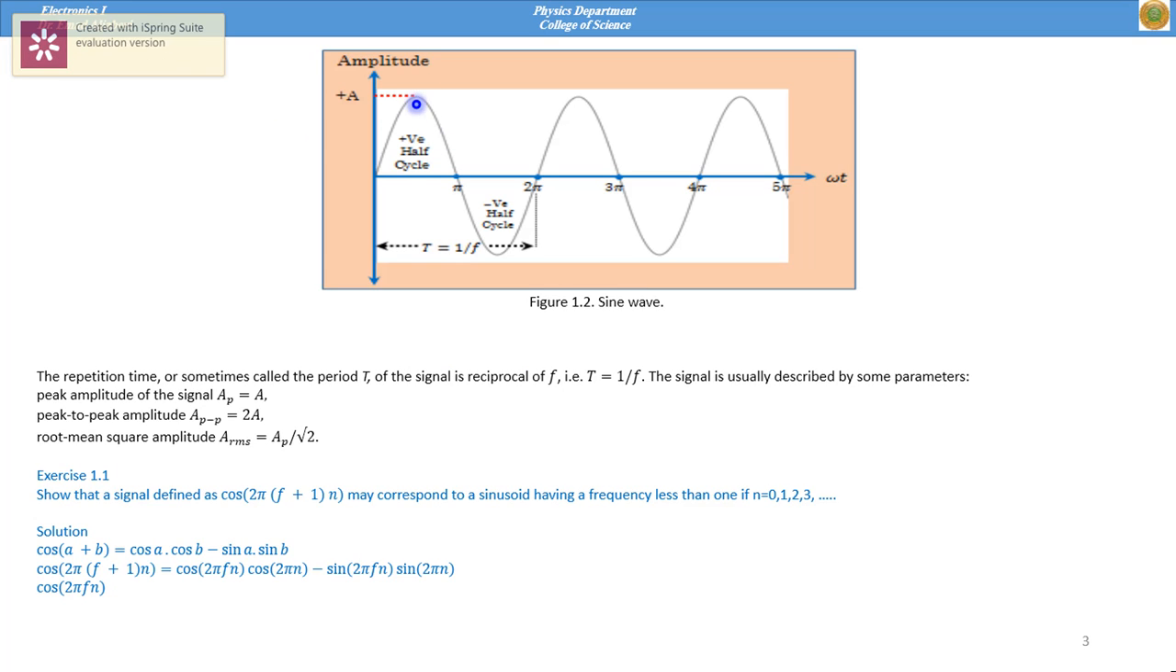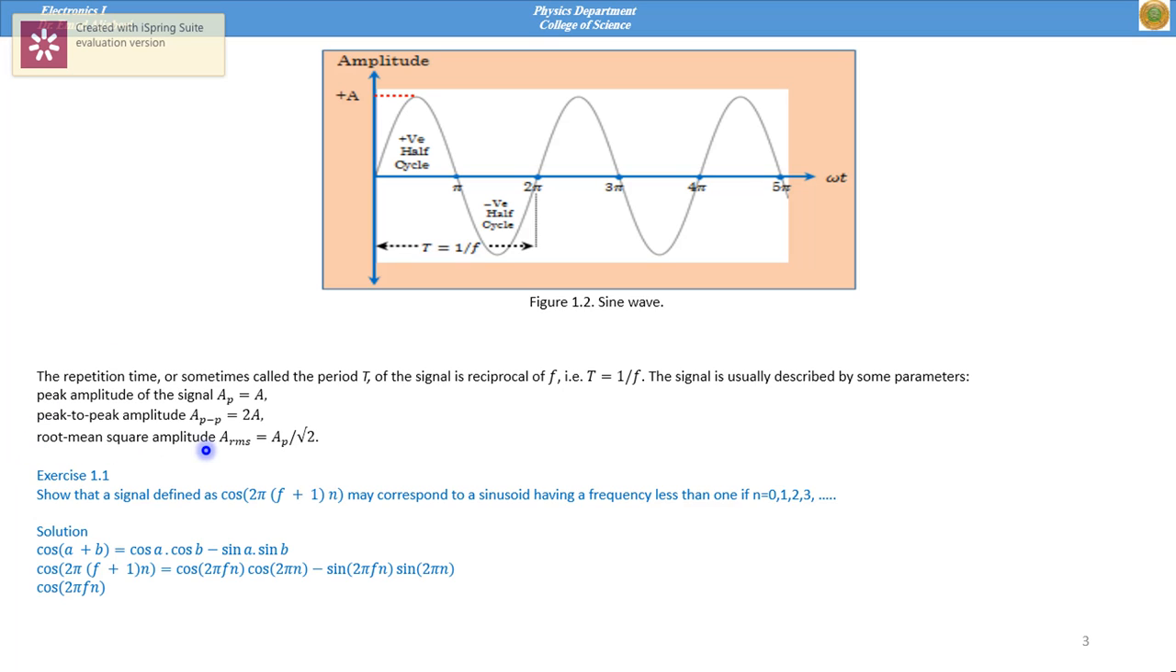We see in this figure the maximum value of this signal is referred to as the peak amplitude of the signal, A sub P, and we have already said that A may be voltage or current. If we use volt, A sub P will become V sub P, and if we use current, A sub P will become I sub P. From this point to this point is called peak to peak amplitude, A sub P to P, or V sub P to P, or I sub P to P. For example, if the voltage here is 5 volt, then peak to peak is equal to 10 volt.